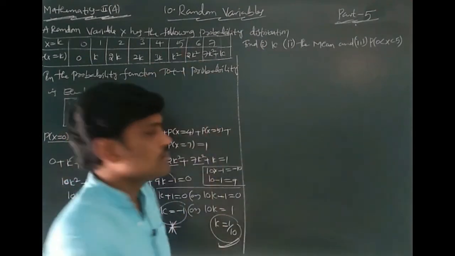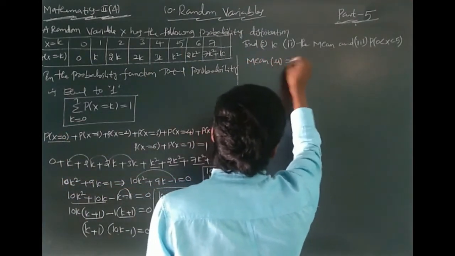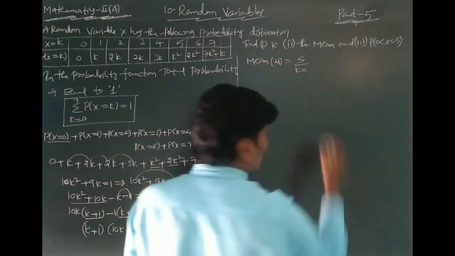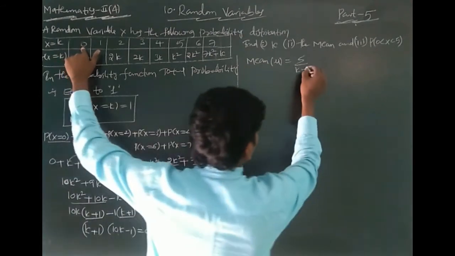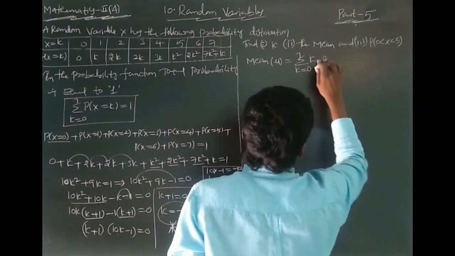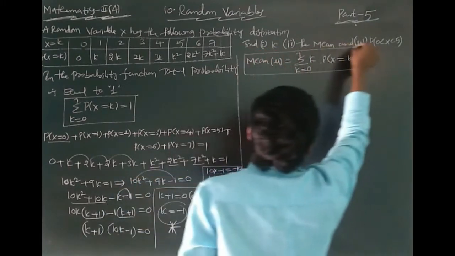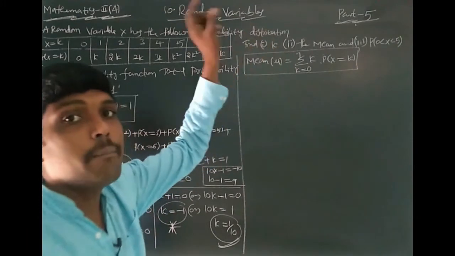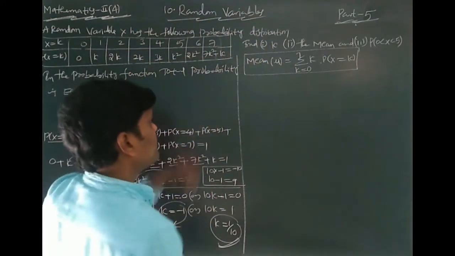Next, the mean. What is the formula of mean? Mean mu is equal to summation of k into P of x equal to k, here the range is 0 to 7. This is the formula of the mean in this probability distribution function. After that, simplify this one.